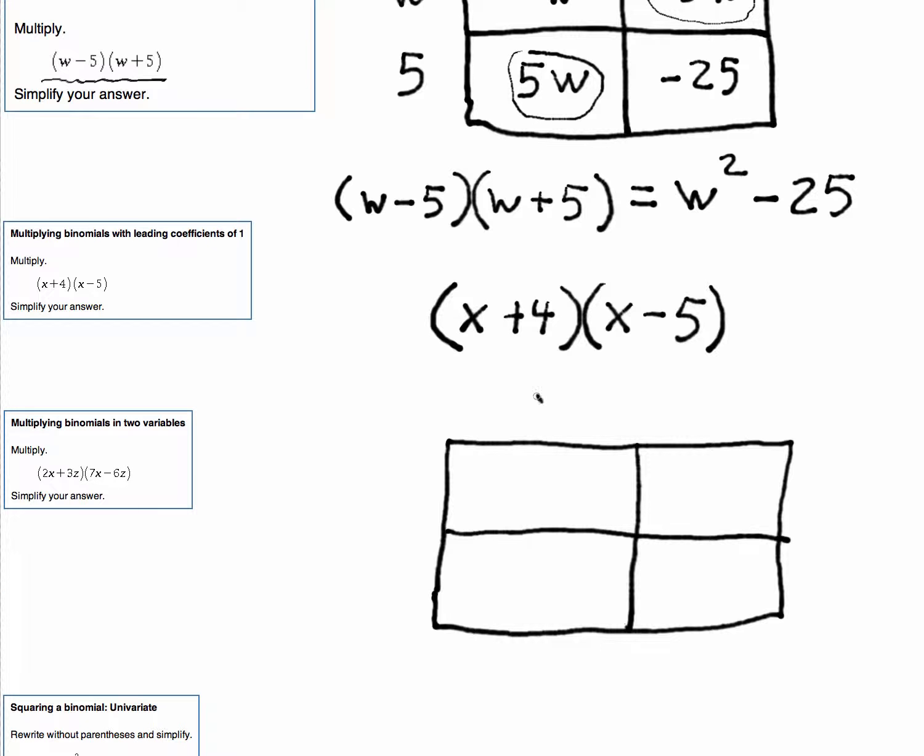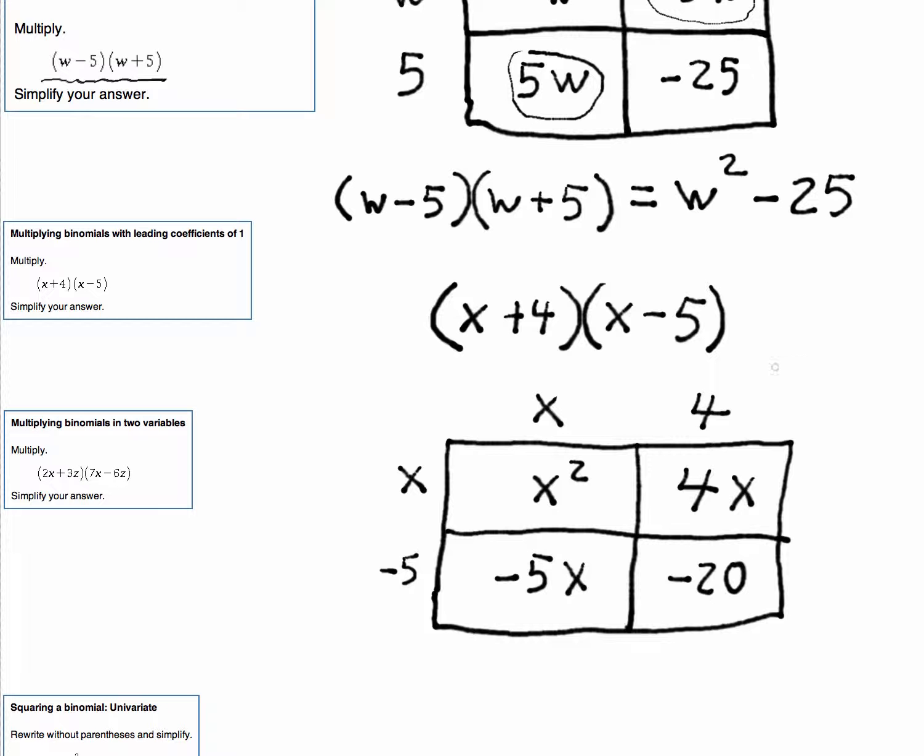We have an x, and this has length 4, and then imagine this has length x here, and this has length minus 5. So x times x is x squared. 4 times x is 4x. Minus 5 times x is minus 5x. And minus 5 times 4 is minus 20.